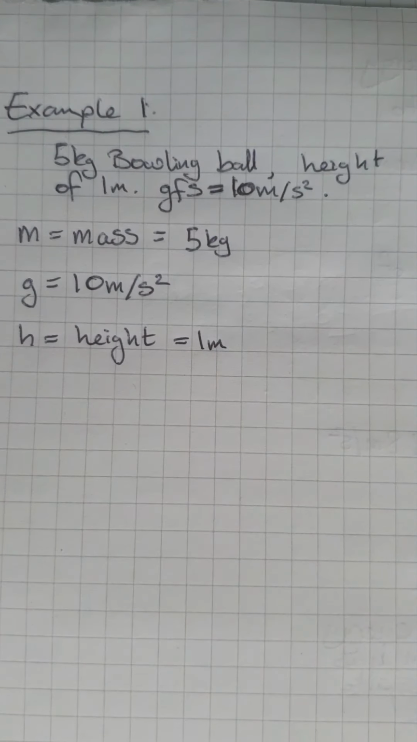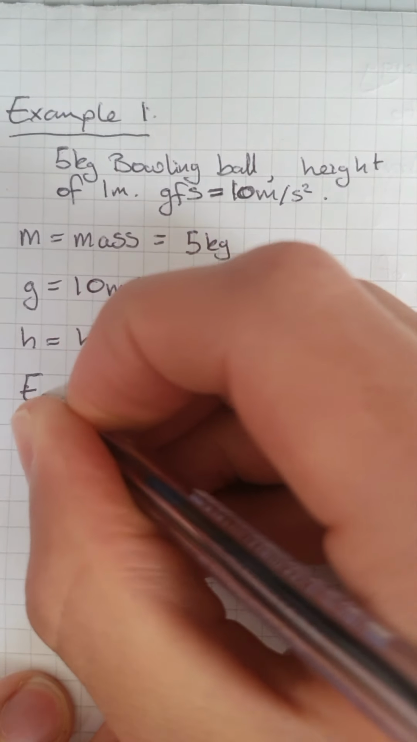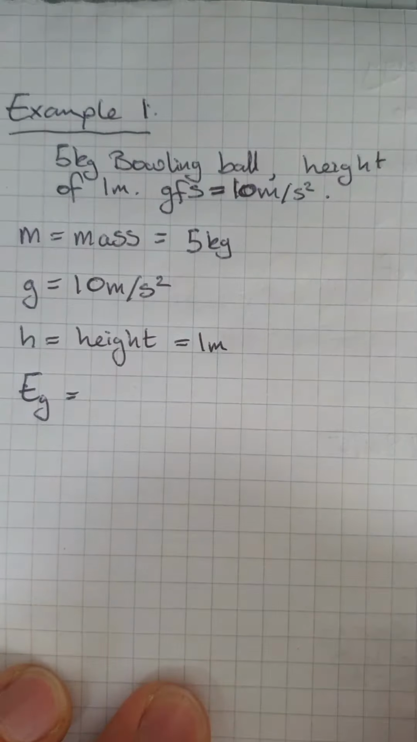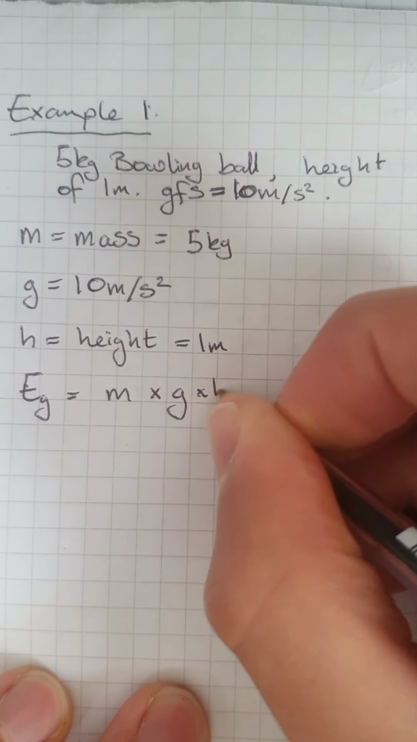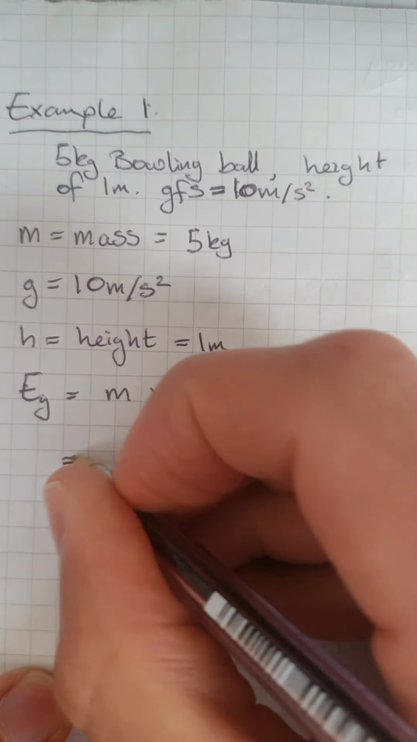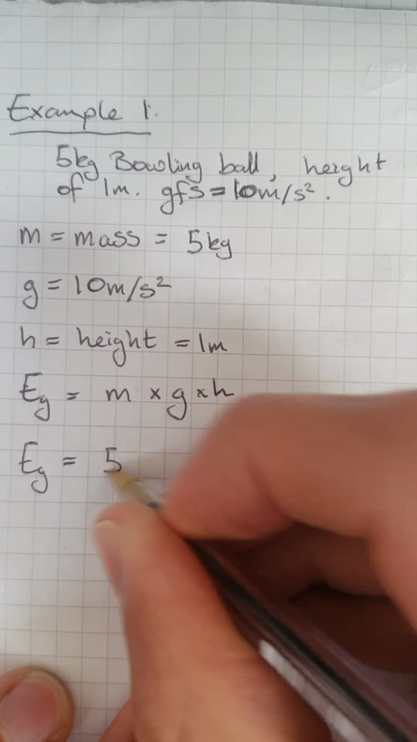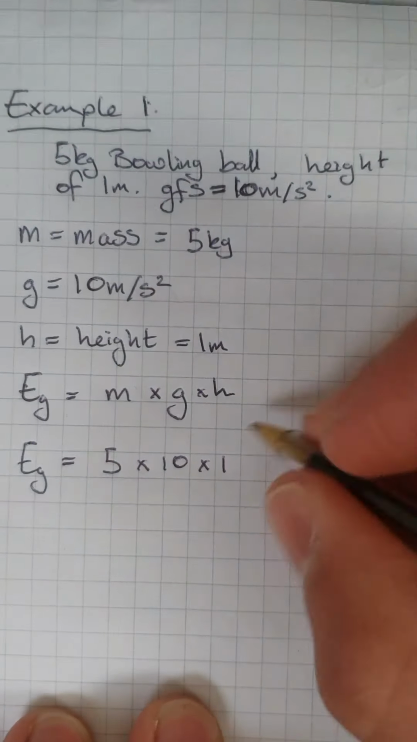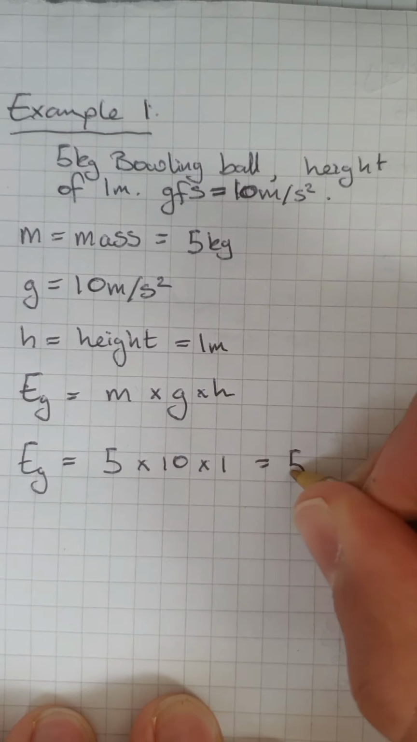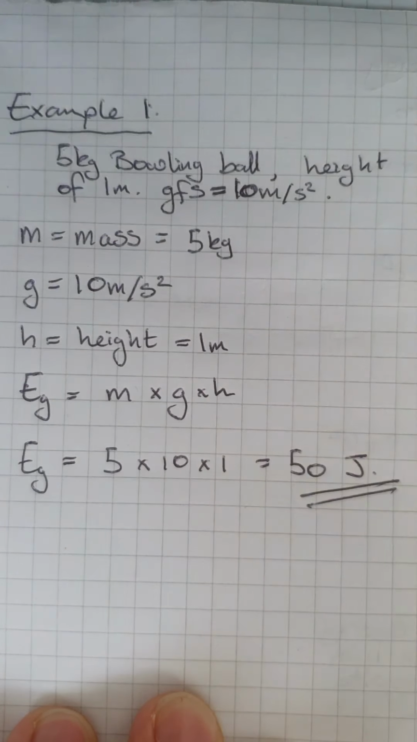So in this example, when we're trying to calculate the gravitational potential energy, the E little g, it's just going to be equal to M times G times H. Therefore, we're just going to put those numbers in the right places again, and we're going to do 5 times 10 times 1. And that is equal to 50 joules. That's our answer for our first one.